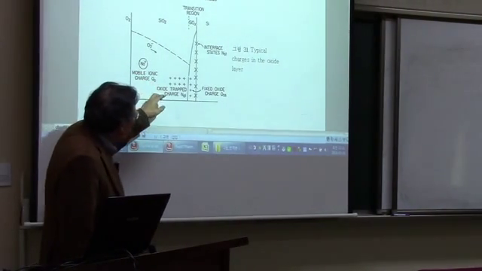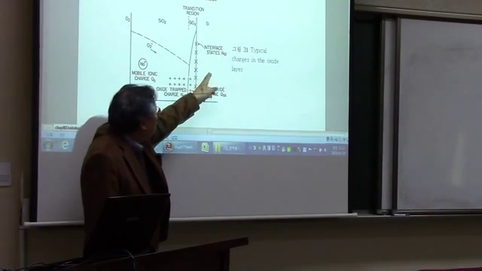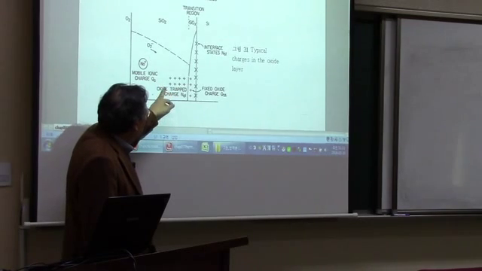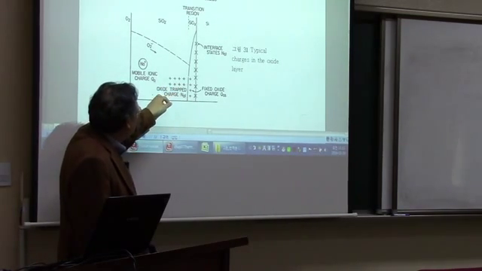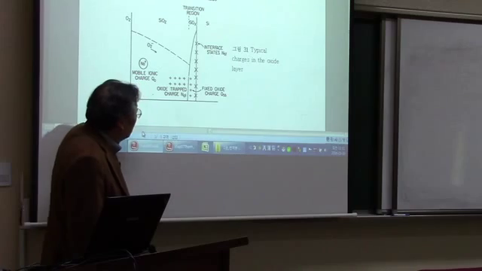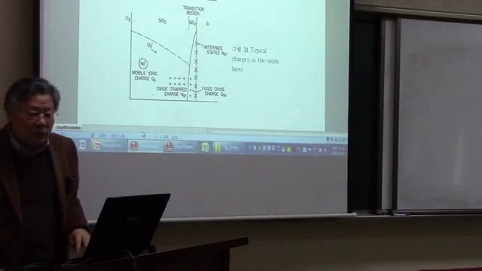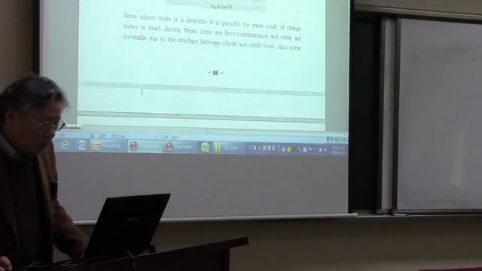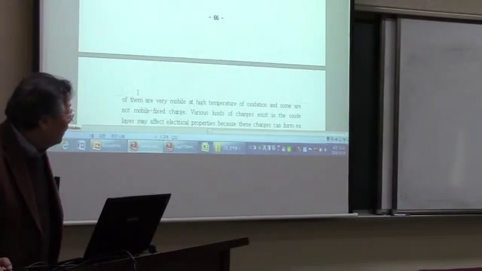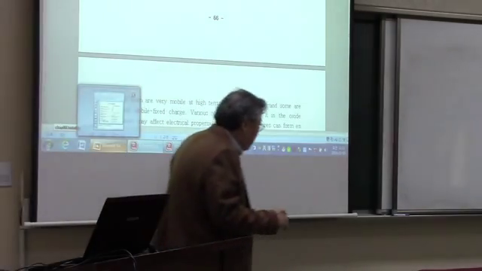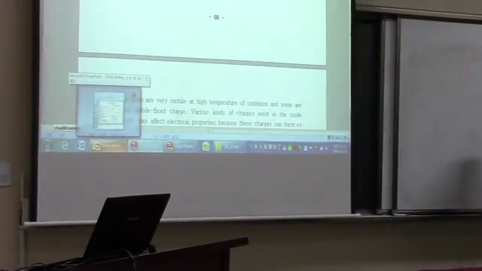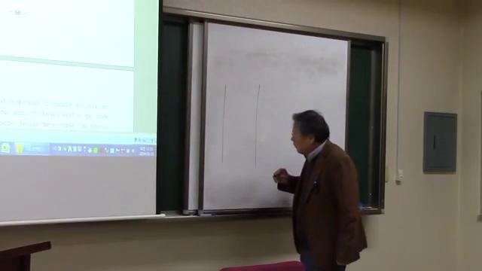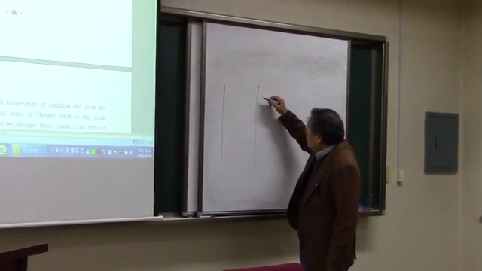Okay. One is the interface trap charges, and the fixed oxide charges, and oxide trap charges, and mobile ionic charges. There are four important charges, and each of the charges has been explained in the text, but let me just briefly introduce the four different charges.